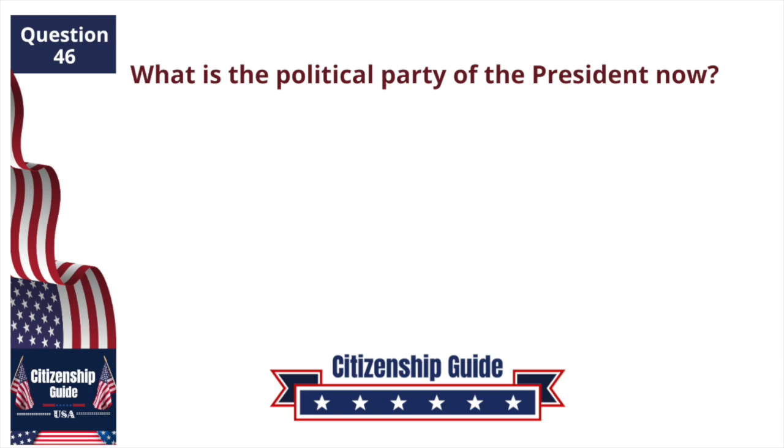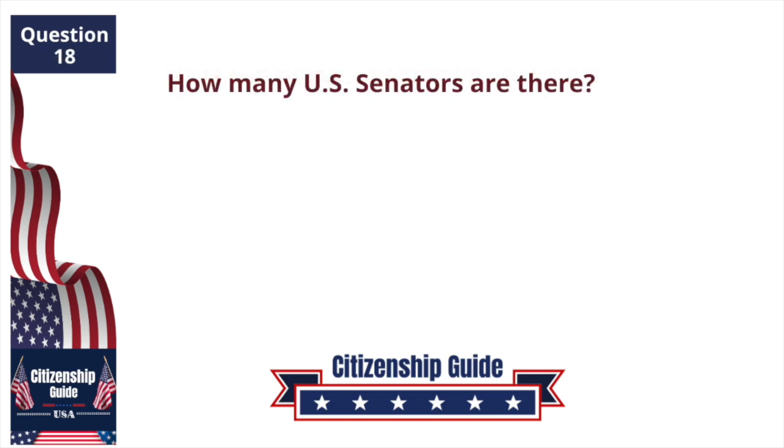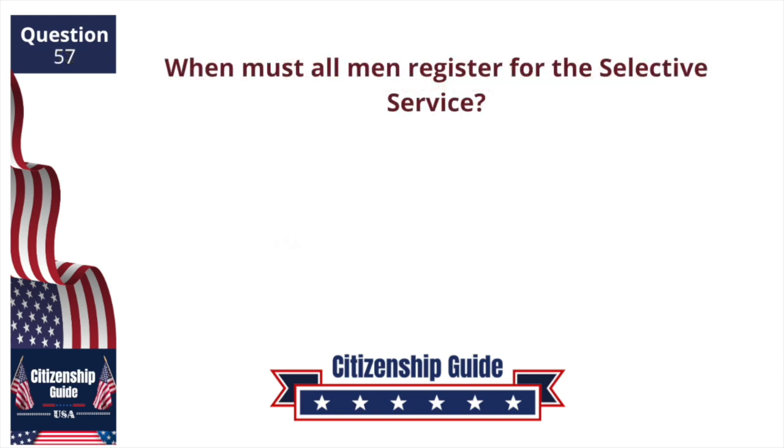What is the political party of the president now? Democratic Party. How many U.S. senators are there? 100. When must all men register for the Selective Service? At age 18.